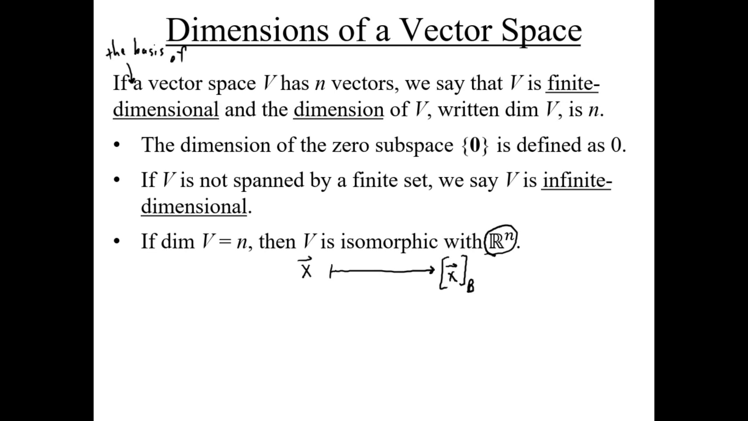The dimension of P2 is 3, and we know that because when we created the basis, it was made up of these 3 vectors. P itself is infinite dimensional. Remember, P is the vector space made up of all polynomials of any degree. And because the degree can just get higher and higher, there is not a finite basis.